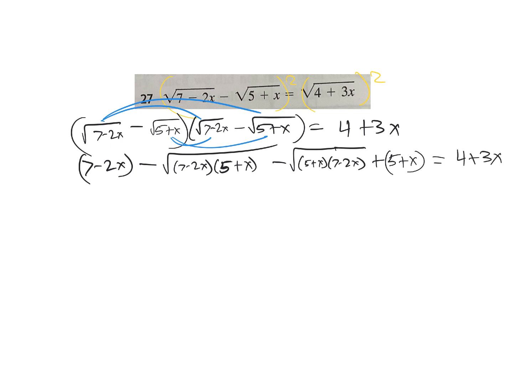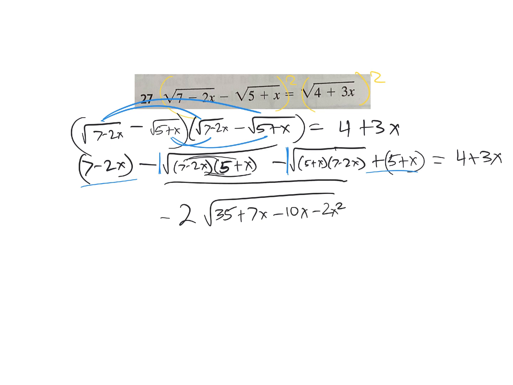Okay, again, got to put things together. So we're going to put these two together. And you should notice that these two radicals are the same. So it's a minus 1 radical and a minus 1 of the same radical. So that's going to be a minus 2 of those radicals. So let's multiply this out. Distribute everything through. What does this give us? 35 plus 7x minus 10x minus 2x squared. All right, so that's these two together.